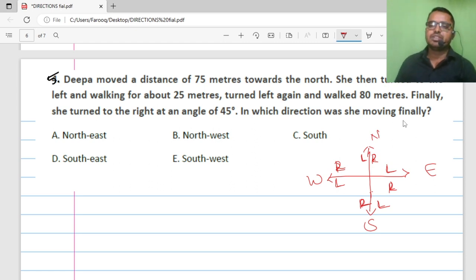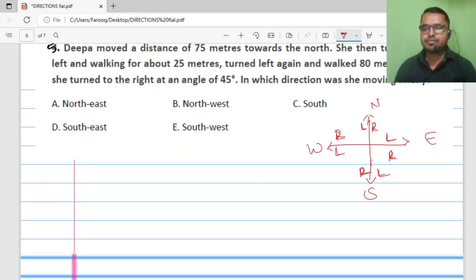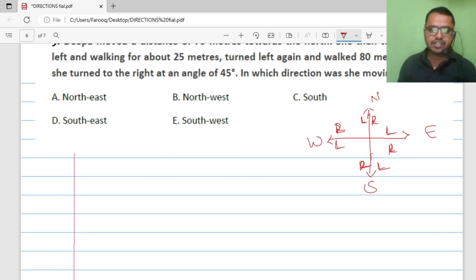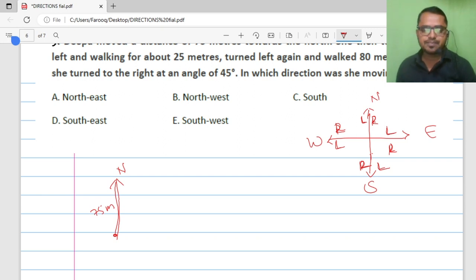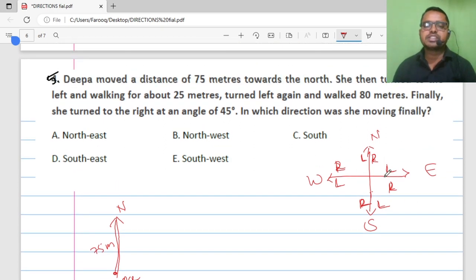In this manner, we have to remember the turns. Yes, Deepa moved 75 meters towards the north. Assume that Deepa is here. She moved 75 meters towards the north. Deepa is here from the initial point. Yes. Next, after that, read the statement.